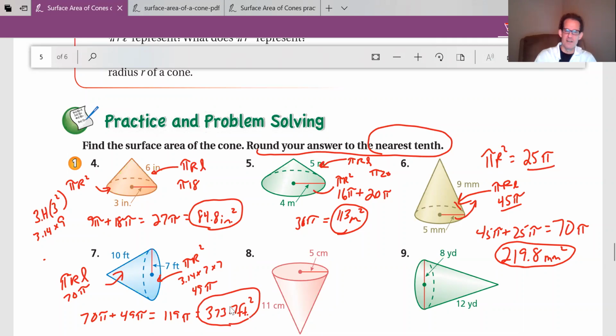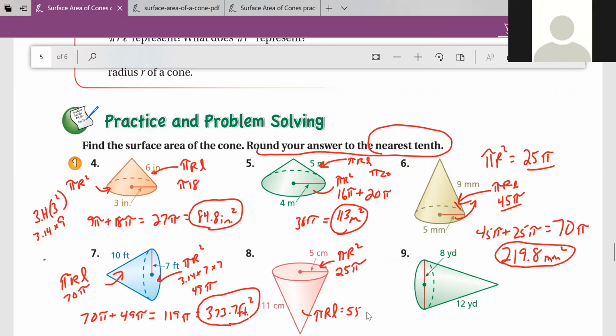Let's try number 8 together. So first, find the area of the base, pi r squared, or 5 times 5 times pi. I know that's 25 pi. That's step 1. Now let's find the area of that lateral side, the curved part of the cone. That's pi times the radius times the lateral height. So I would have 5 times 11 is 55 pi. My last step is just to add 25 and 55 together. So I know 25 plus 55 will equal 80 pi.